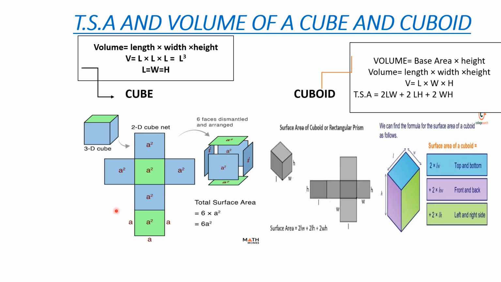A net is just a shape that we get after unfolding a solid. So when you unfold a box, you get such a shape. If you unfold still a box, you get a shape. As I told you that a cuboid is a rectangular prism, and then a cube is a square prism.